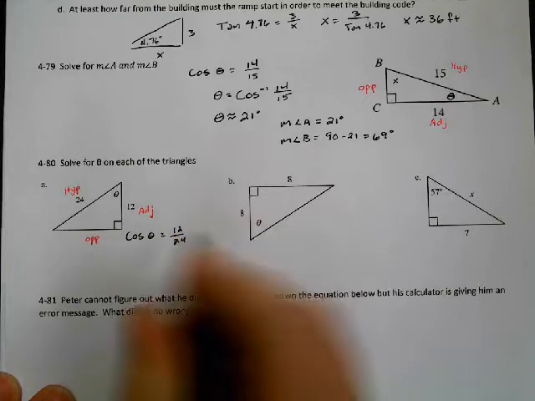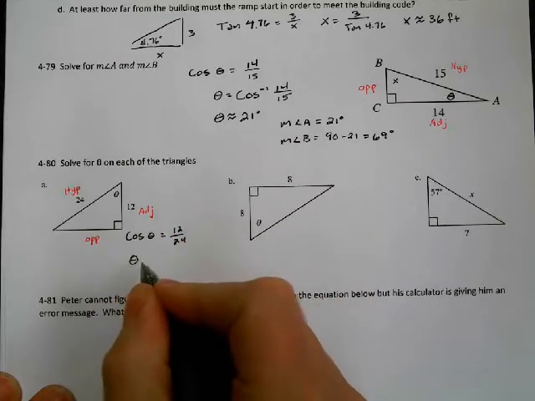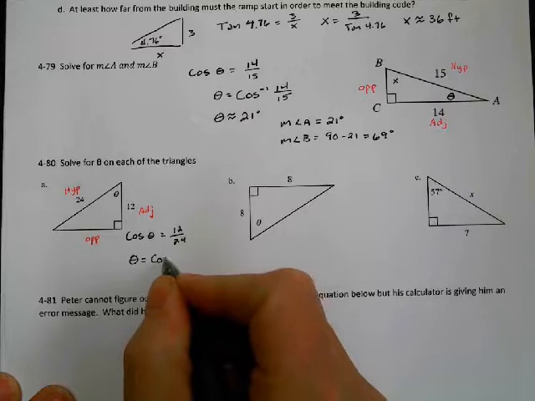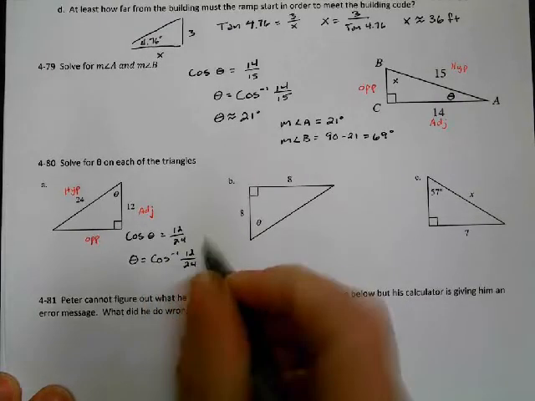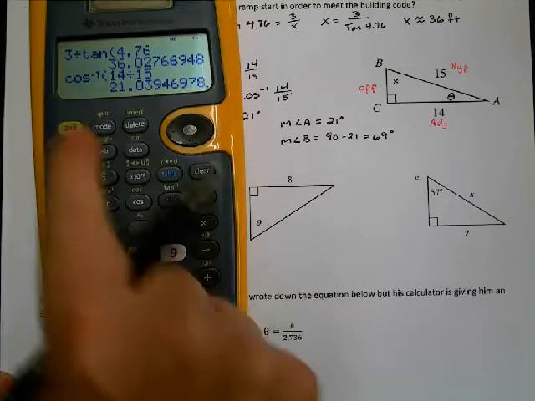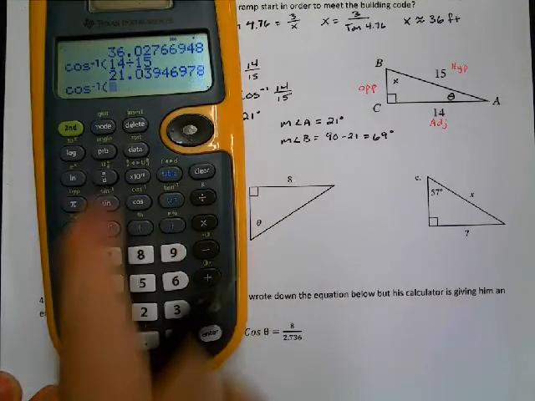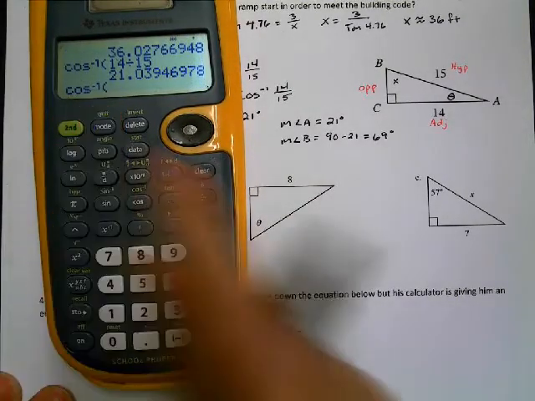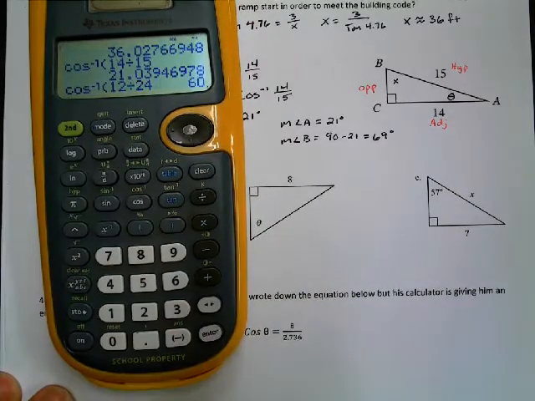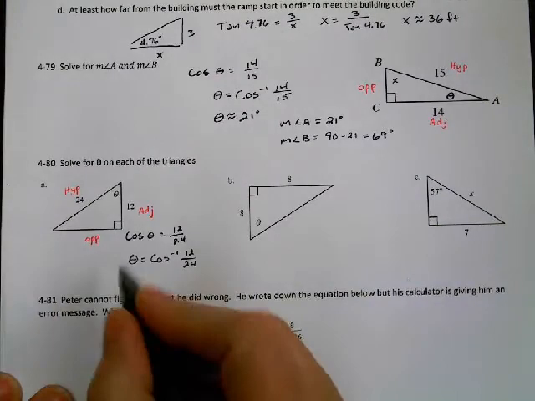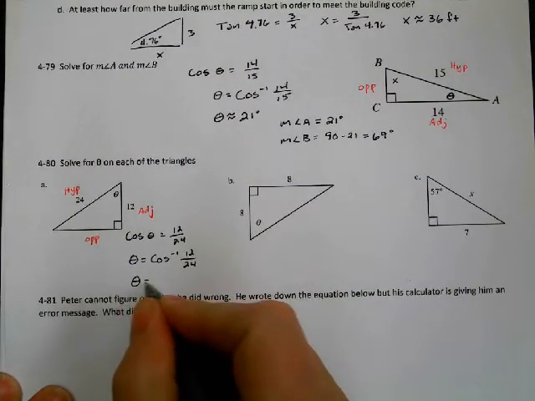So to find the angle measurement, I would use the inverse cosine of 12 over 24. So second cosine, so it's inverse cosine because it's -1, and I do 12 divided by 24. 60 degrees. So I get that that angle is exactly 60 degrees.